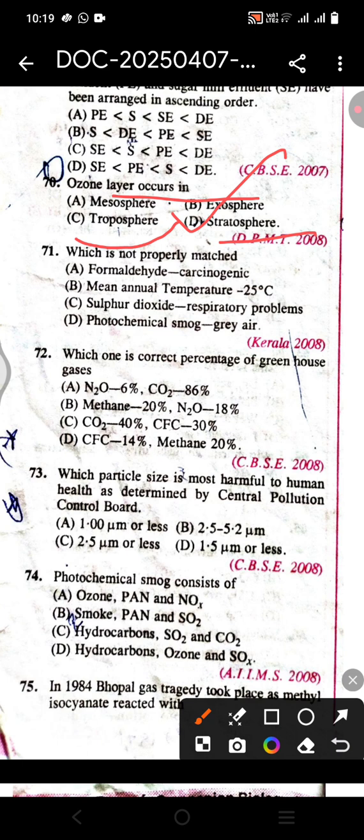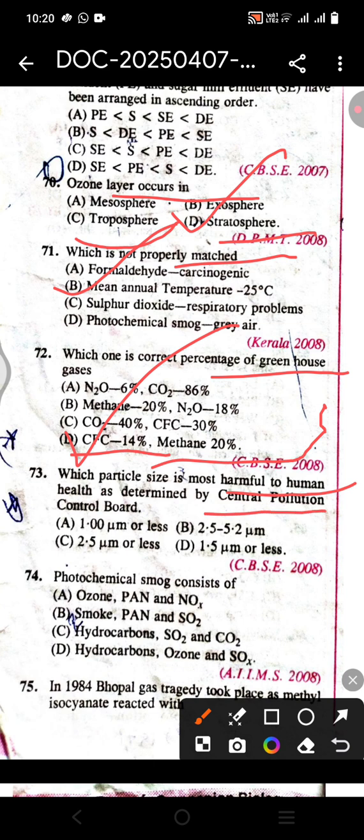So next one, which is not properly matched, it is option number B, mean temperature 25 degrees Celsius. Which one is correct percentage of greenhouse gas? So it is option number D, methane 20%, CO2 is about 65%, and CFC is 14%. Which particle size is most harmful to human health as determined by the Central Pollution Control Board? So it is any particle size less than 2.5 micrometer is harmful.